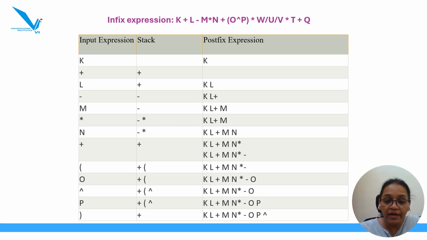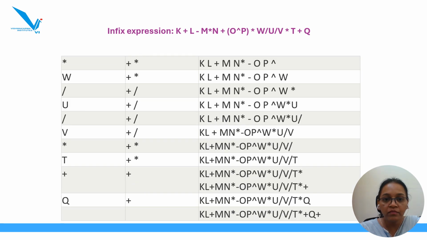Now when the closing bracket is encountered, what you have to do? You have to pop all the operators until you find the matching opening bracket. So there is only one operator right now, that is exponent. So you have to pop exponent and put it into the postfix. And you have to pop the opening bracket also. Now the stack contains only plus. Now the next one is multiplication. Now plus is already there in the stack and multiplication is incoming. Higher precedence, directly push.